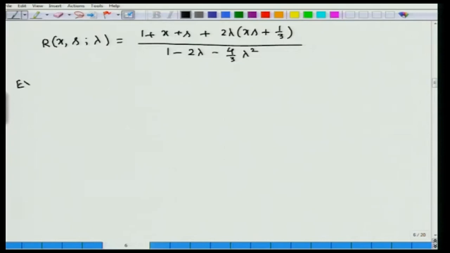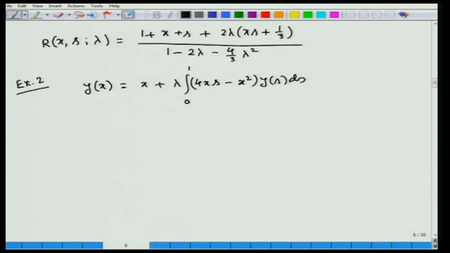Next, we solve a Fredholm integral equation using the same method. The given problem is y(x) equal to x + λ∫₀¹ (4xs − x²) y(s) ds. So, this is our problem. In this case, k(x, s) is equal to 4xs − x². This is actually our kernel. So, our first task is, using the Fredholm method, we have to find out the Fredholm resolvent kernel.